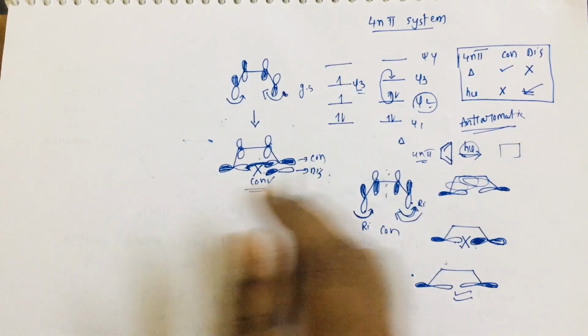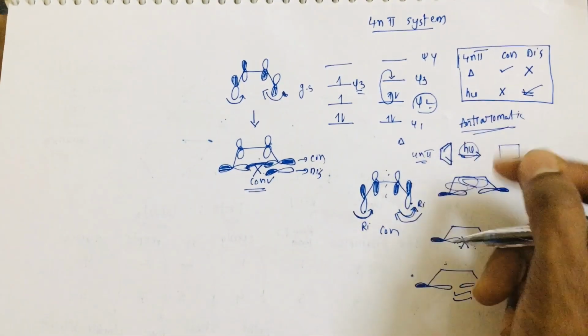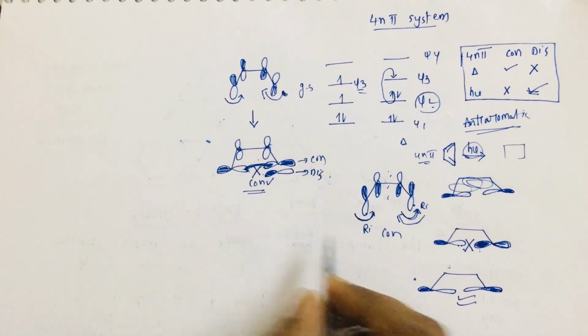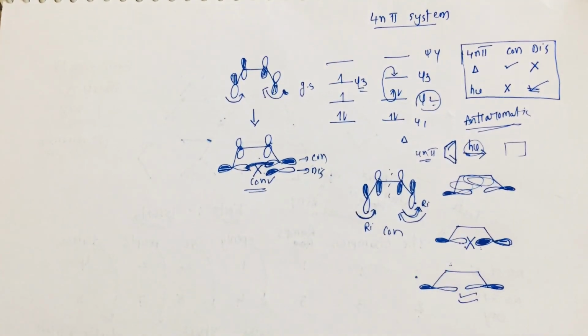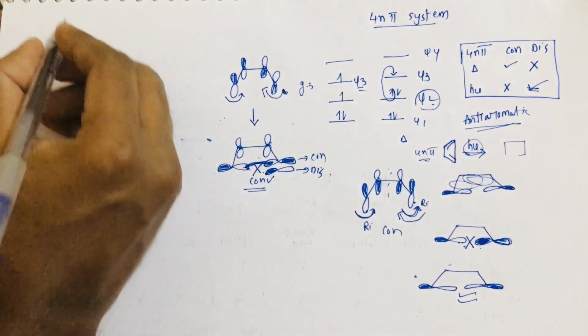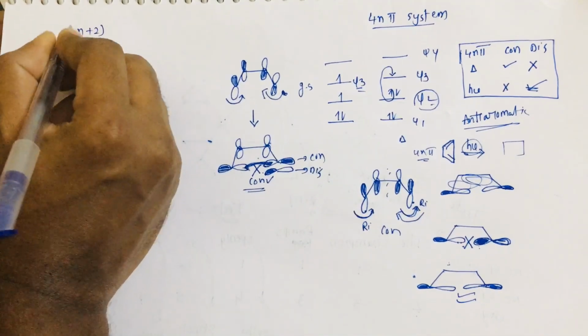Okay, we'll talk about the problems later. First of all, we have to be clear about these things, then we can go for the problems. So the next one is the last one. We have the 4n plus 2 pi system.